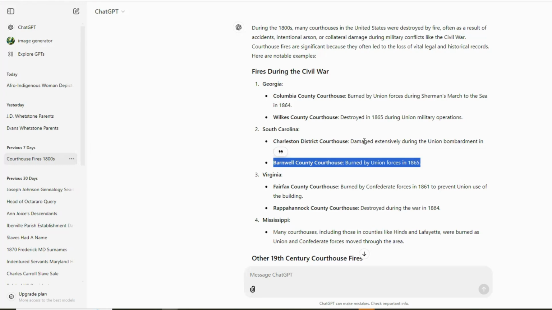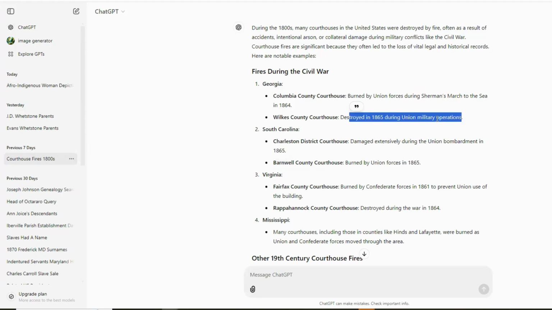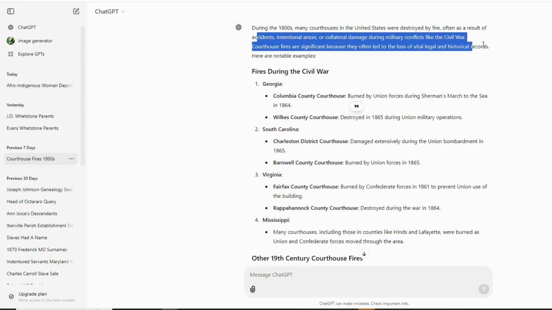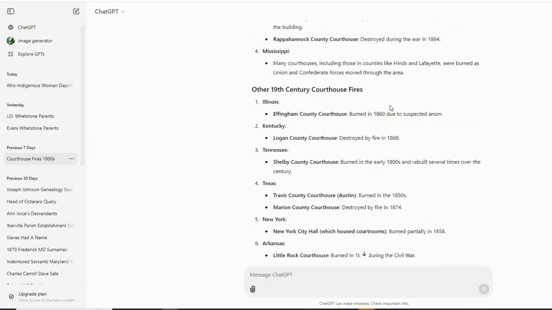Because, and they're also saying, military operations. Up here it says some were not necessarily purposely burned. Those state buildings were used for war. So they bombed the buildings because they were using them for shelter or they were fighting out of them. So they were not purposely burned. The buildings were just destroyed because of war. And so after I did that, it gave me the 19th century.